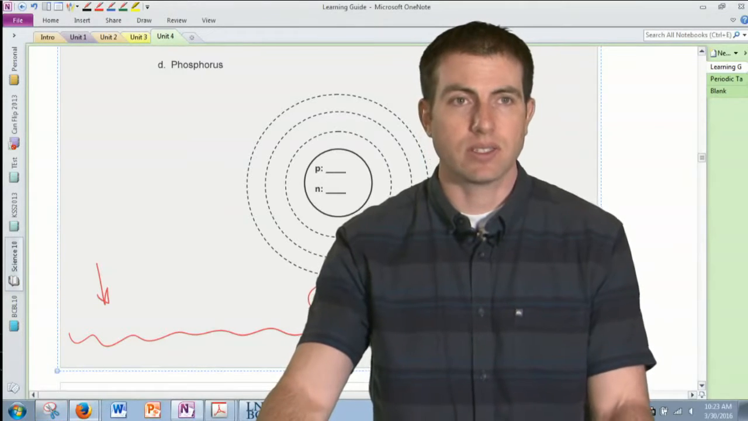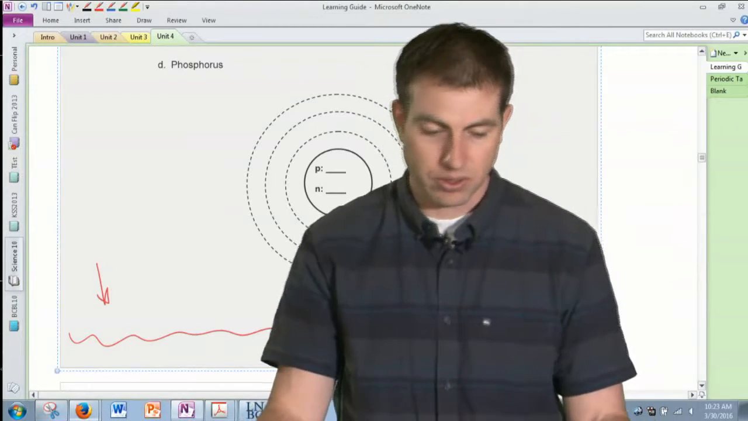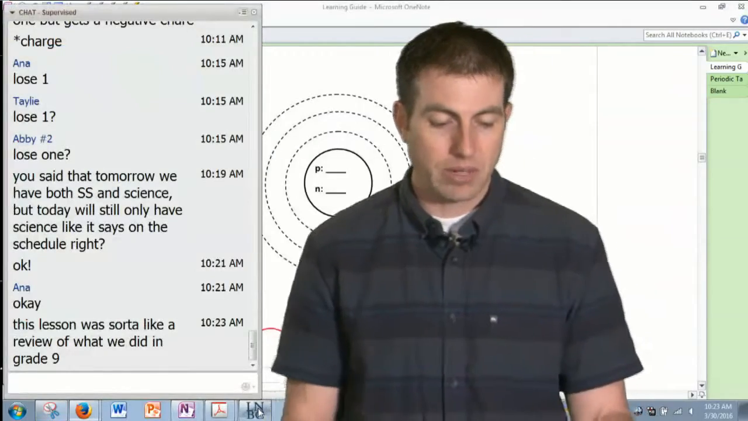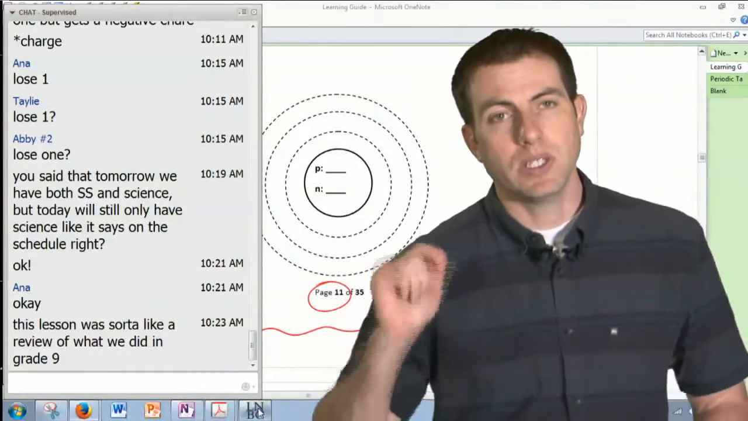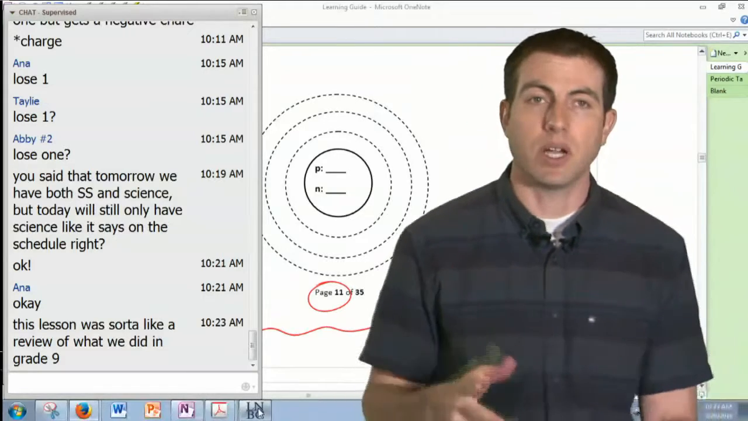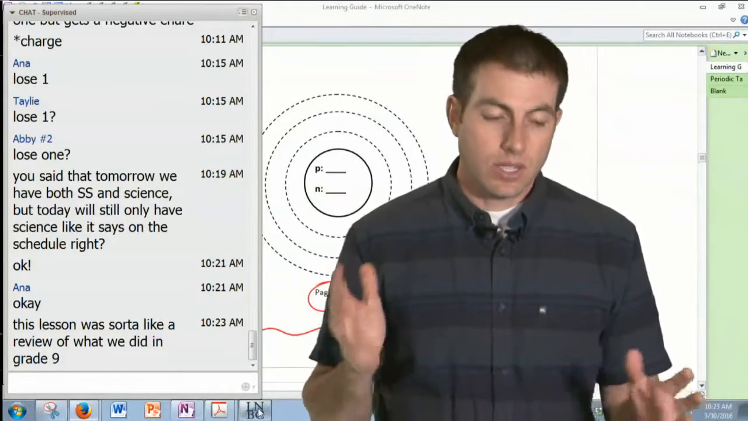Essentially everything's kind of like grade 9. There's nothing really different than what you did in grade 9. Some of you may have talked about ions in grade 9, some of you maybe not. We're going to continue on with ions, bonding, Lewis dot diagrams next day. So that's where we're at.